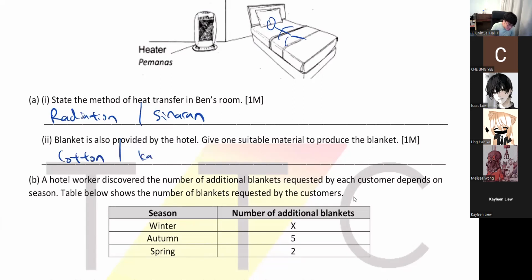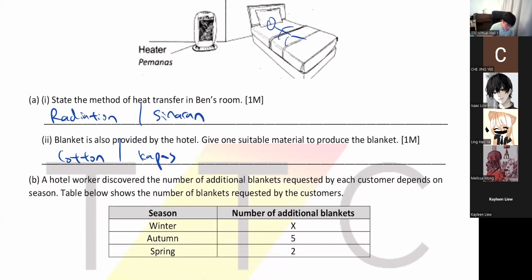Okay, your kapas. Any of your blanket is made from wool? I mean, it's Malaysia lah. If your blanket is made from wool, you're gonna die from heat stroke. Yes, no use one, because it's too hot. Okay, so cotton is the best lah.